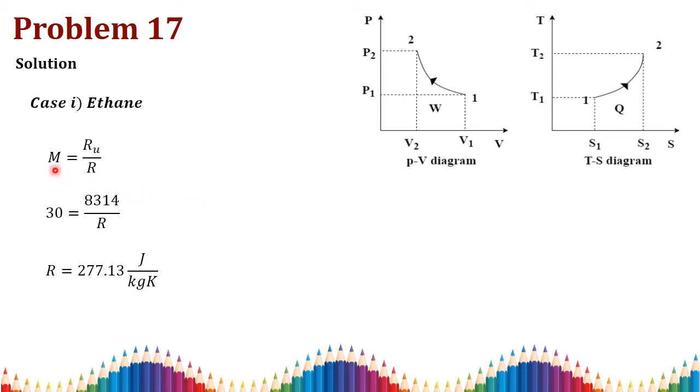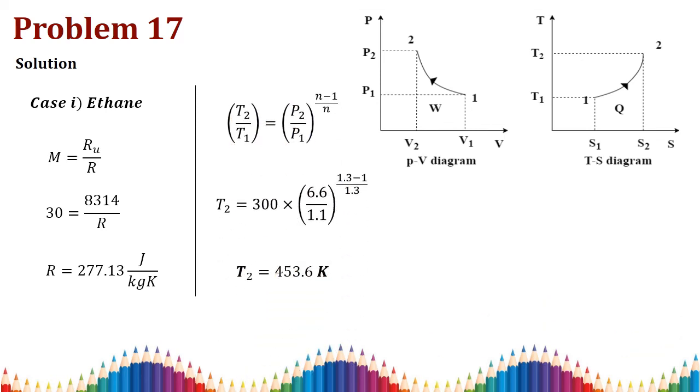So the molecular mass is given, that is 30. You know that M is equal to Ru by R, where Ru is the universal gas constant, that is 8314. With this you find R for ethane, that is R is equal to 277.13 joule per kilogram Kelvin. Then for temperature, as per the PVT relation, T2 by T1 is equal to (P2 by P1) to the power of (n minus 1) by n, which is equal to (V1 by V2) to the power of (n minus 1). In this, I am taking out temperature and pressure. So equating both the terms, you will get T2 as 453.6 Kelvin.